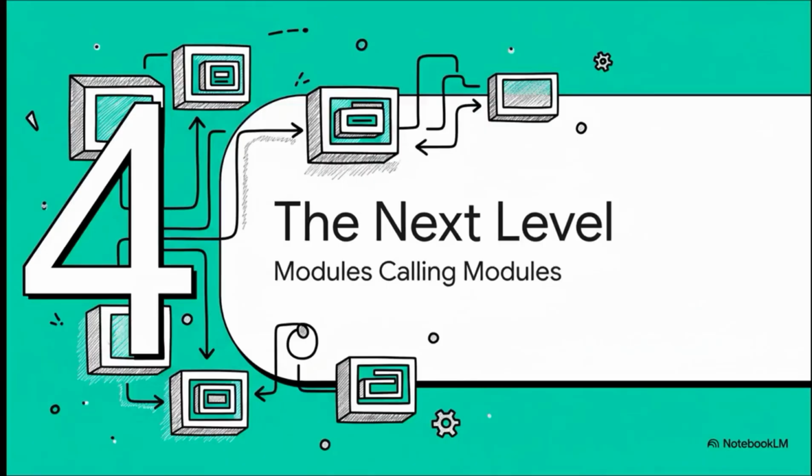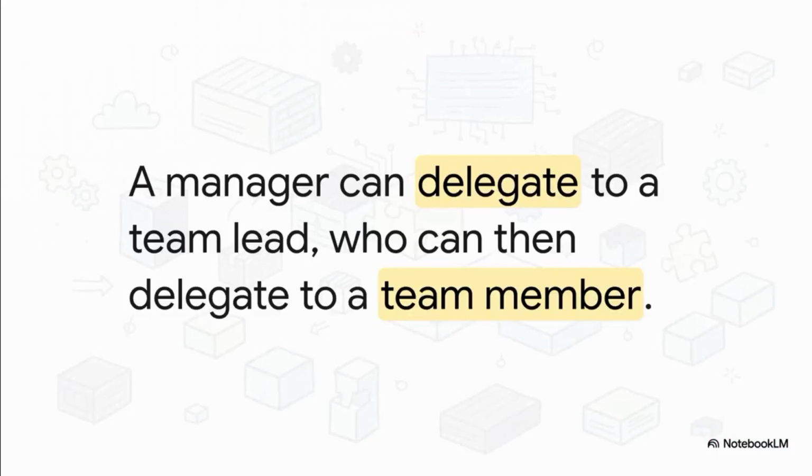But what if one of those jobs is actually still pretty complicated? Well, the beautiful thing about this whole system is that it can go deeper. A module can call another module. The best way to think about this is like a chain of command in an office. The main program is the senior manager, right? It can delegate a big task, like get all the user input, to a team lead, which is our get input module. But if that task is still too big, that team lead can then delegate smaller parts of the job to individual team members.